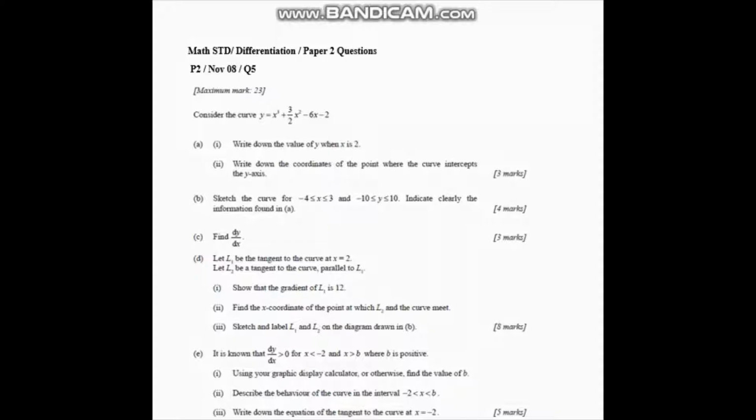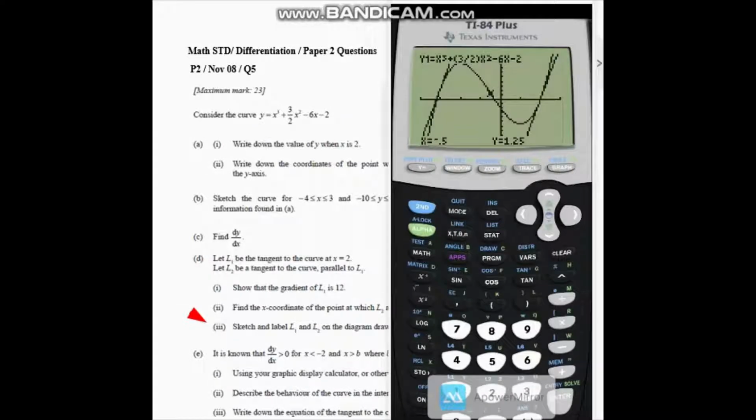Next, we are asked in triple I to sketch and label L1 and L2 on the diagram drawn in B. Here is the calculator sketch for reference. There is your L1 tangent to the curve, and there is your L2 also a tangent to the curve at x equals -3. And you will notice that the two tangents are parallel as indicated in the question.